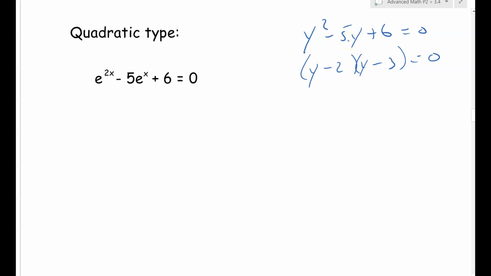All right, so then what are the answers to those? Well, you normally would set y minus 2 equals 0 and y minus 3 equals 0. So y is 2 and y is 3. All right, well, how does that translate to this?